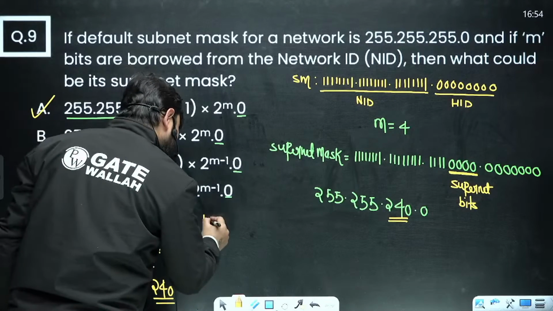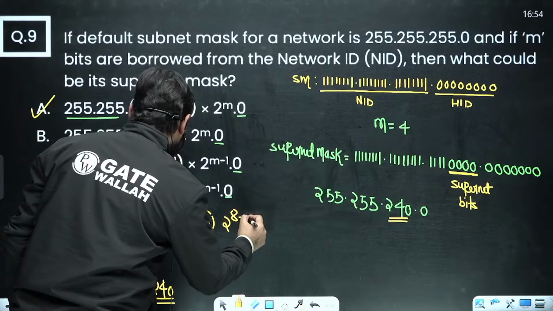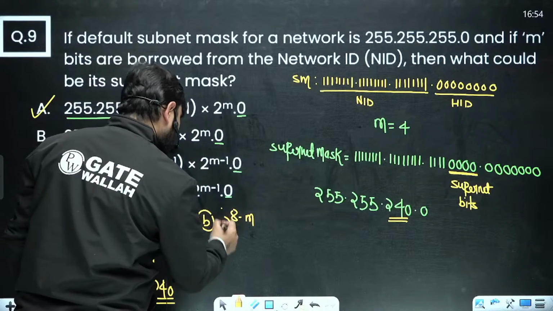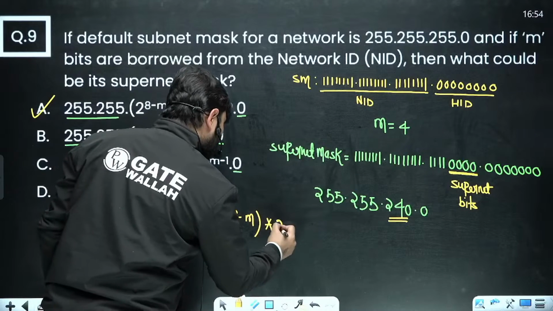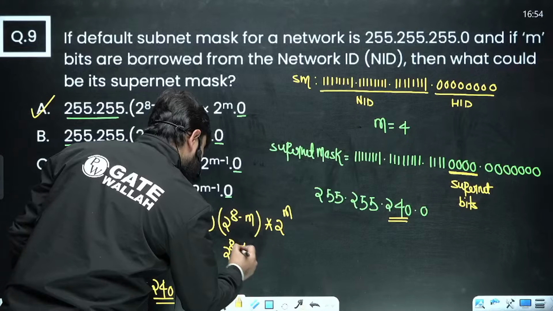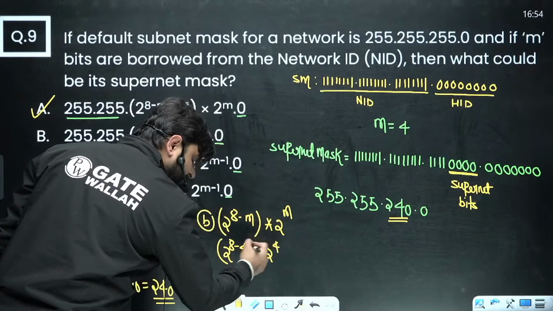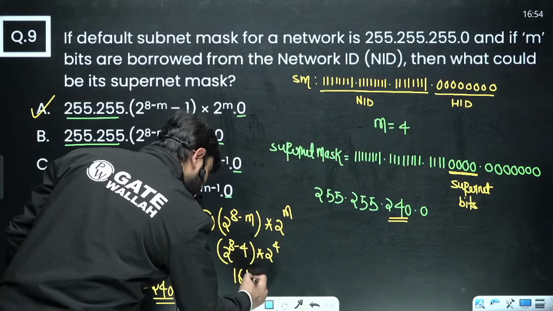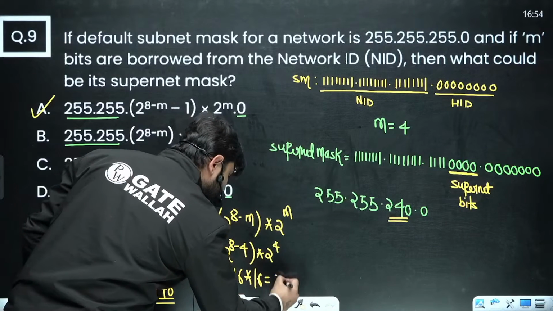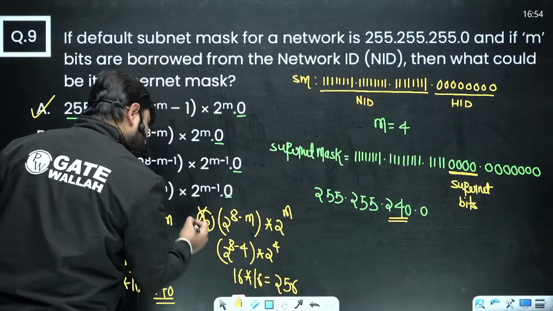If you want to check option B also, what is B? 2 power 8 minus m into 2 power m. 2 power 8 minus 4 into 2 power 4. 8 minus 4 is 4, 2 power 4 is 16, into 2 power 4, 16. This is 256. But the third octet value is 240, so this is wrong.